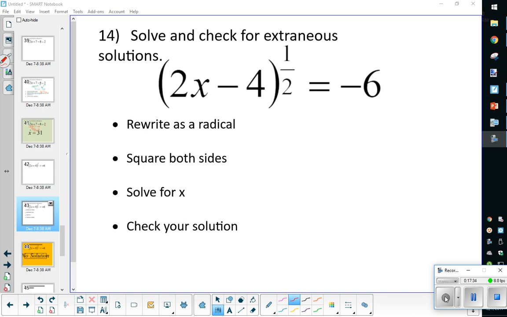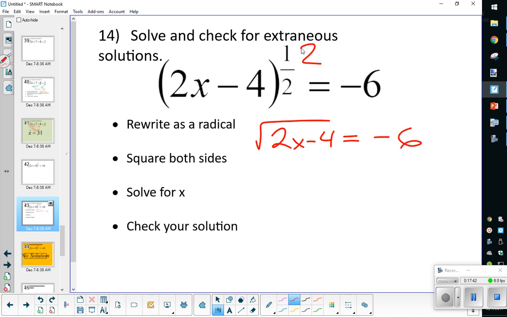The opposite of the 1/2 power is squaring it. Remember, 1/2 is the exact same thing as this. That's what that problem means when it has a 1/2 power there. So to get rid of the 1/2 power, we do the reciprocal exponent, which is squaring both sides.